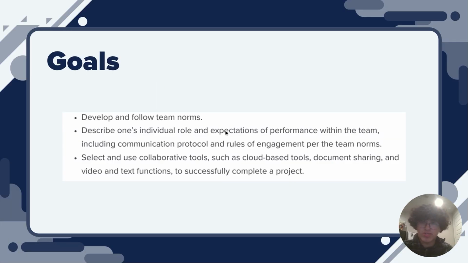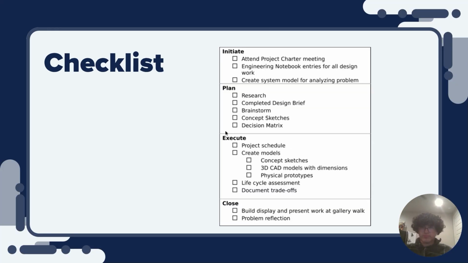Here are our goals. You can see we have developed team norms, described one's individual role, and selected and used collaborative tools. Here's the checklist. This is just for any additive stuff that we are adding to our projects, just to increase the accuracy of what we are presenting.